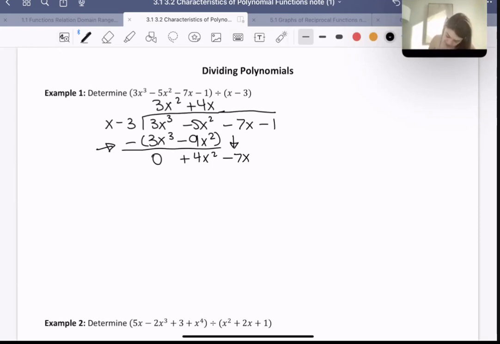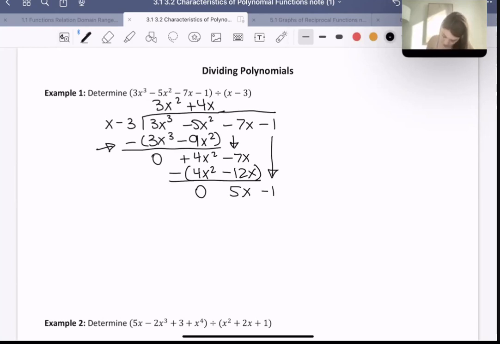So x times 4x is 4x squared, and negative 3 times 4x is negative 12x. And then we're going to subtract. So what is 4x squared minus 4x squared? Well, 0. And then what is negative 7x minus negative 12x? Well, that's going to be the same as negative 7x plus 12x, which is 5x. So the answer is 5x. And then I'm going to bring down the negative 1.